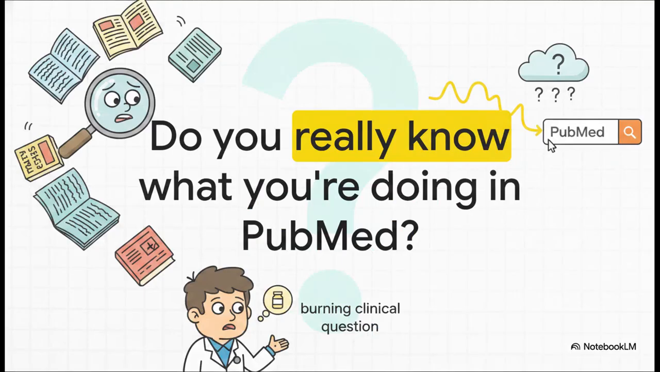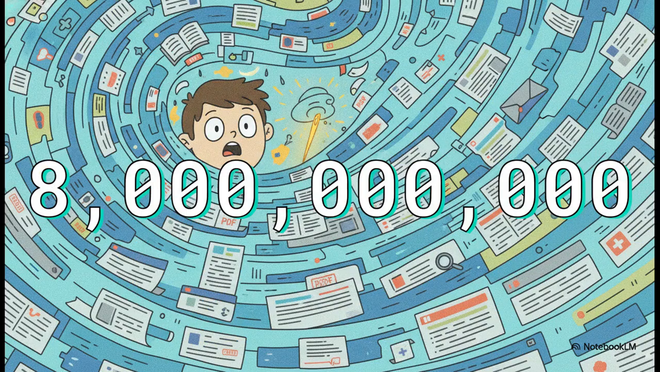Okay, let's just dive right into it. We've all been there, right? You've got this burning clinical question, you type a few hopeful keywords into the PubMed search bar, you hit go, and you just kind of cross your fingers. You're just praying the exact paper you need magically floats to the top of the list. It's the classic, and honestly pretty stressful, type and go method. And boom, you're hit with 8 billion results.